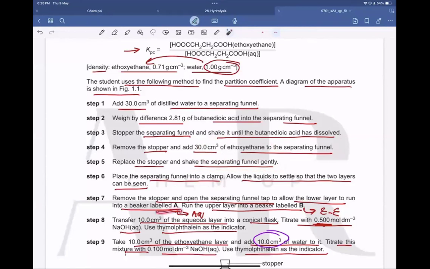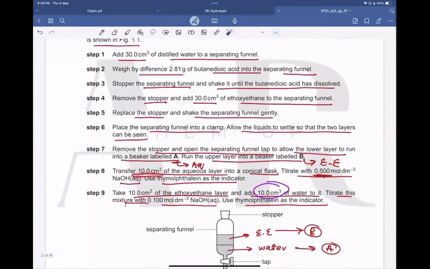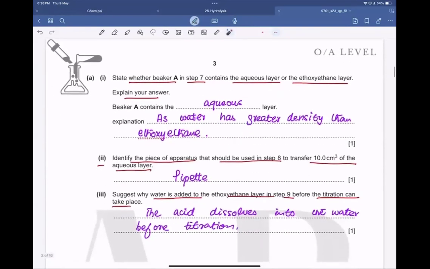Now remove both the solvents, then take out 10 centimeter cube of the aqueous layer and titrate it with the NaOH. Take out 10 centimeter cube of ethoxyethane and titrate it with NaOH. But over here it is mixed with the water, so the acid would produce hydrogen ions and the neutralization would occur. Okay, is this clear now?